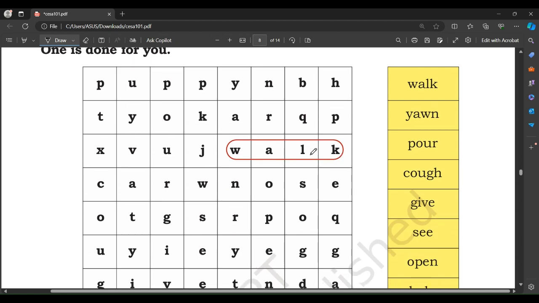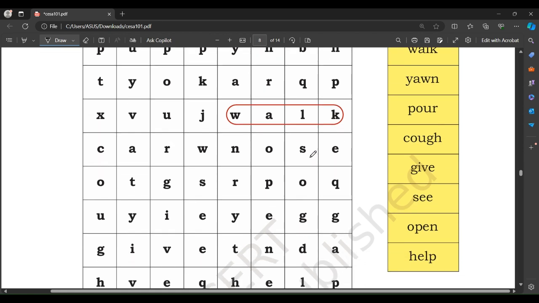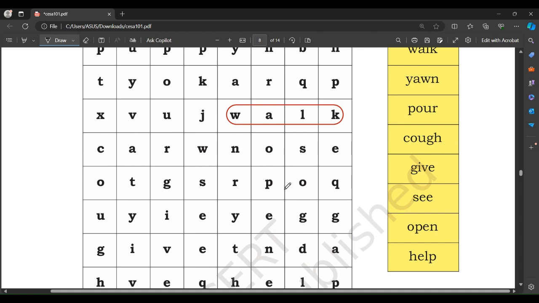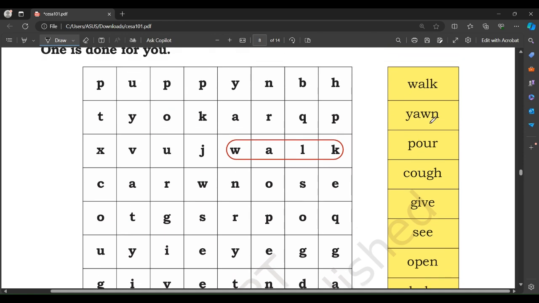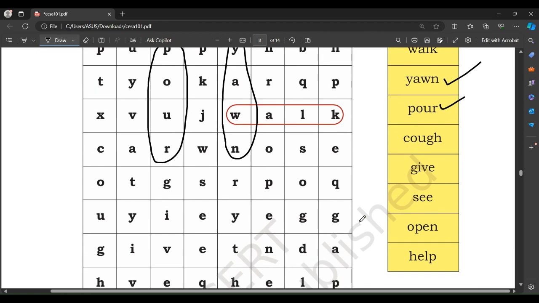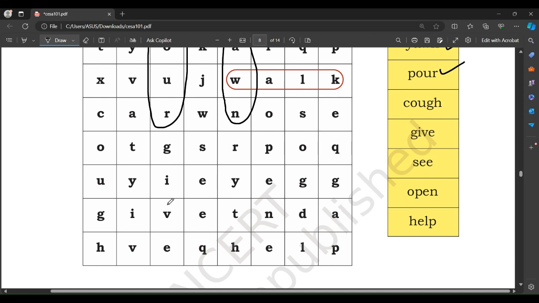Let us see. Walk is written here. Now can you find any action words here in this grid? Yeah, it will take little time, but you find the action words. Okay, you will find the yawn. Y-A-W-N, yawn. Then find pour. Where is POUR? Yeah, this is here. Very good. Now cough. Where is C? C, C, C comes here.